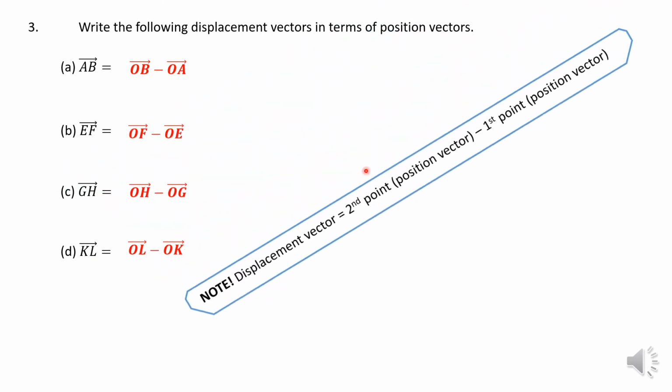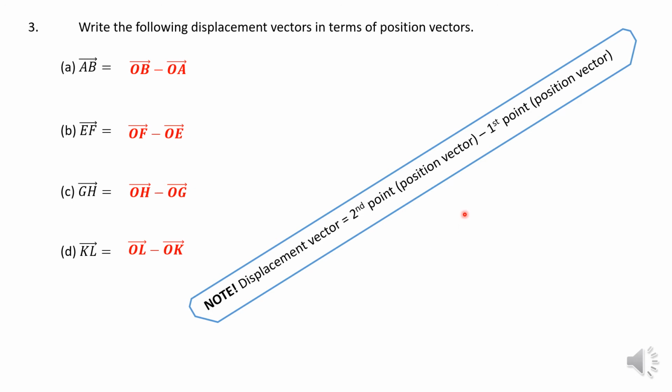This is very important. You must never forget that. You take the second point and minus the first point of the position vector. There must be that O in front of them.